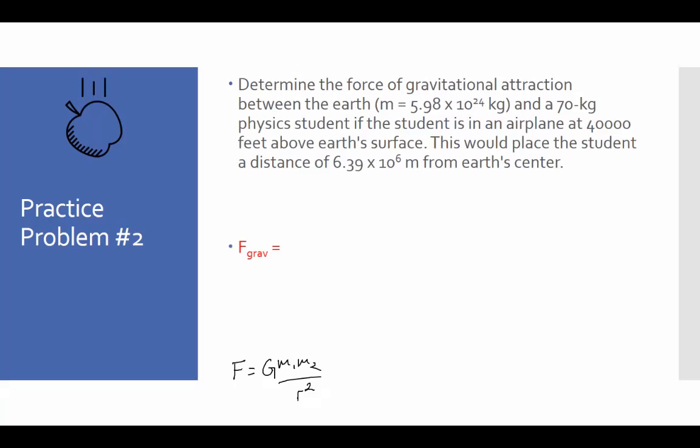All right, so what did you get? Okay, this time I got 684 newtons. Now you'll notice in this case that it got lower. Why did it get lower? That's right, because we've moved farther away from the other object, and as distance increases, the strength of the attraction decreases. All right, so let's go ahead and do another one.